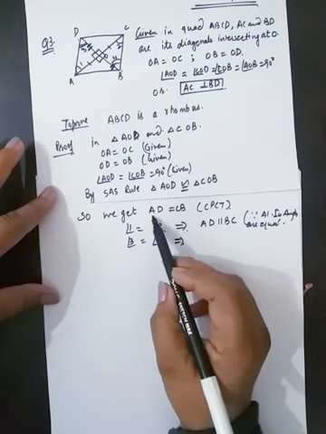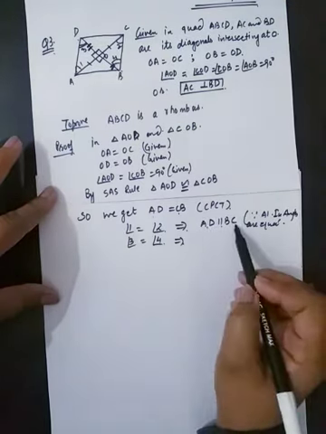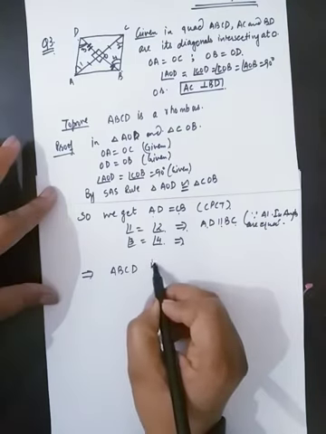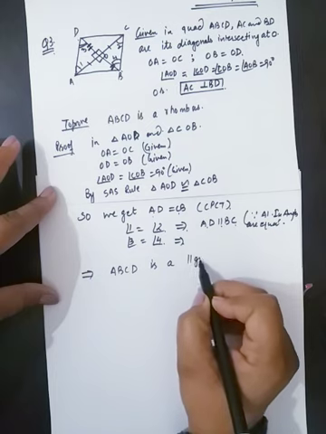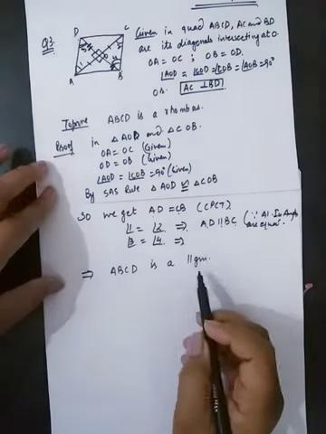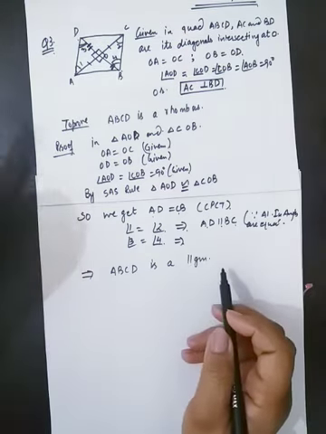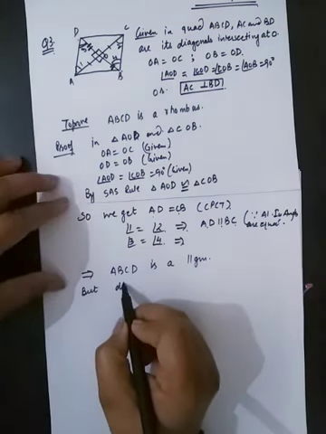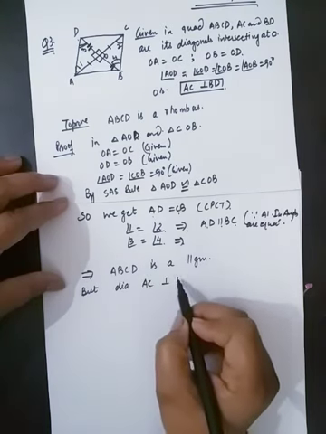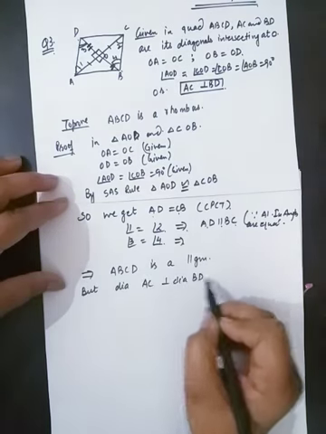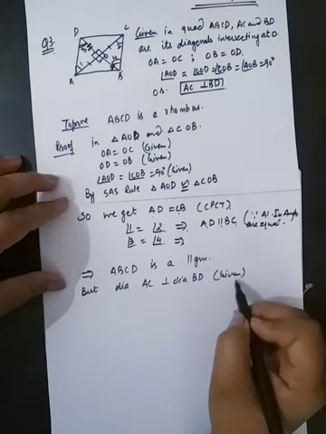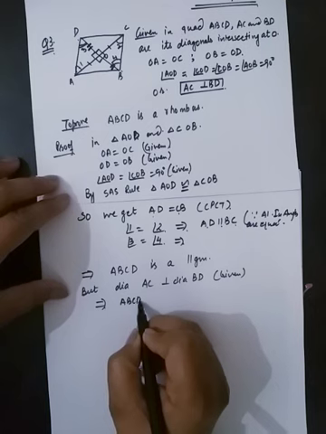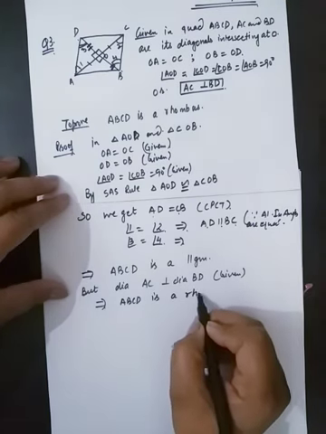Now AD is equal to BC and AD parallel to BC gives you that ABCD is a parallelogram. We have proved that ABCD is a parallelogram, but its diagonals are perpendicular to each other. Diagonal AC perpendicular to diagonal BD is given to us. So by these two properties we get that ABCD is a rhombus.